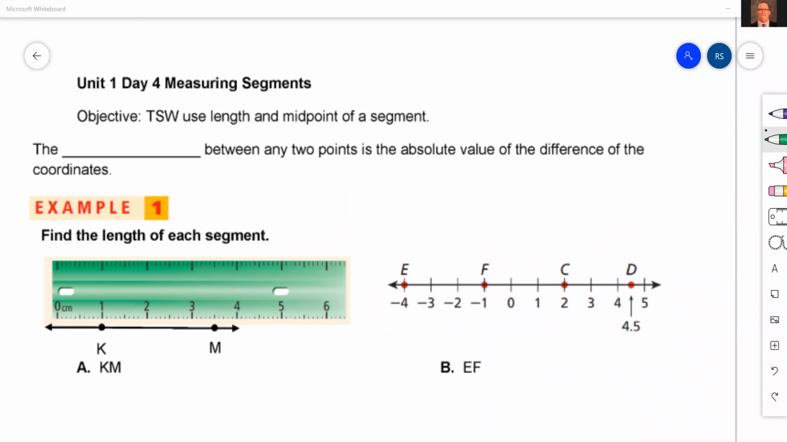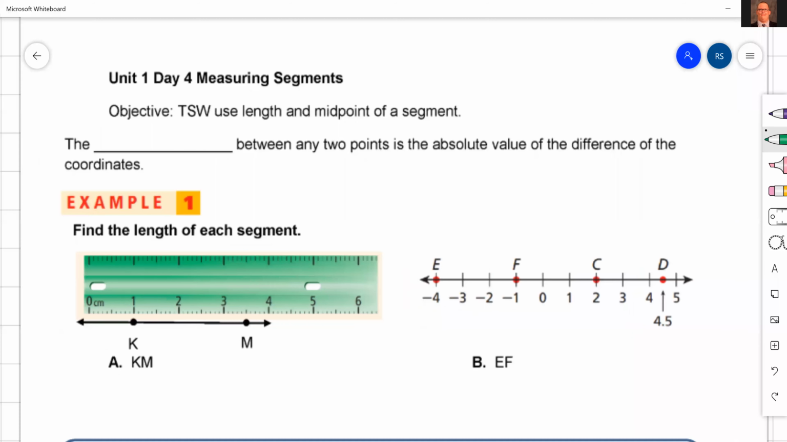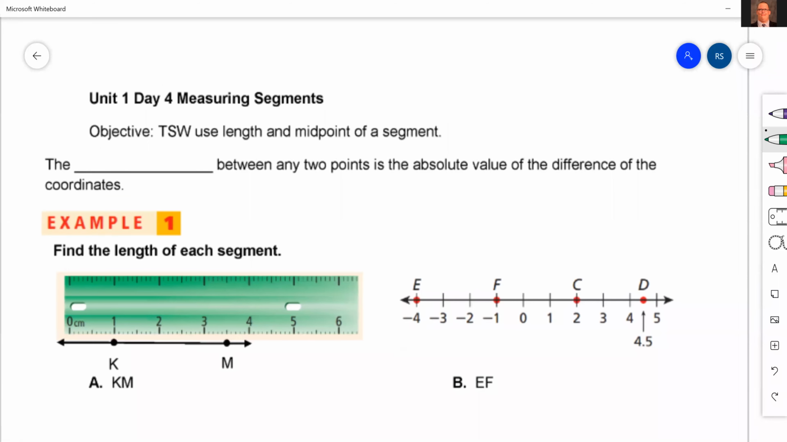Howdy, howdy. This is the day 4 lesson for Unit 1. And today we're going to be talking about measuring segments. So I guess let's just jump right into it.